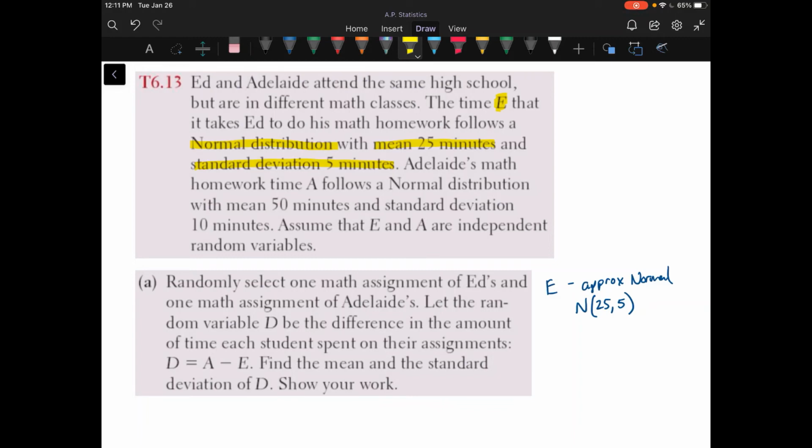Adelaide's math homework time A also follows a normal distribution with a mean of 50 minutes and standard deviation of 10 minutes. Assume that E and A are independent. That's important. We get to assume these are independent random variables so we can do stuff like variances and such. So we also have A, that's approximately normal, with N(50, 10).